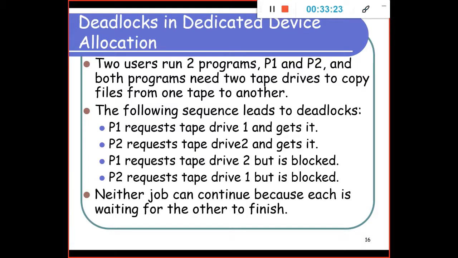So the following sequence leads to the deadlock. P1 requests tape drive 1 and gets it. So P1, tape 1, request and allocated. P2 requests tape drive 2 and gets it. So P2, tape 2, request allocated.